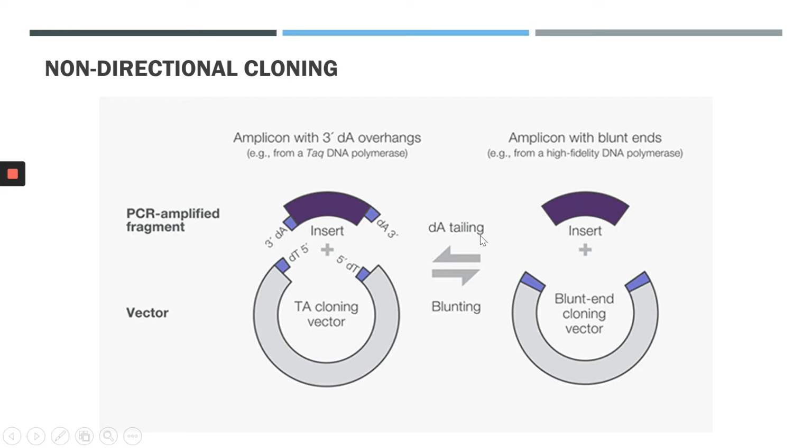You can add a DA tail to the insert DNA fragment in order for it to have the A overhangs so that it can be inserted into a TA cloning vector. Alternatively, you could blunt the ends of an insert fragment that was amplified with Taq DNA polymerase and remove the A overhangs so that it may be inserted into a blunt end cloning vector. So this means that there's quite a lot of variability in the way that these techniques can be conducted, and we can adapt our experiment to any situation.